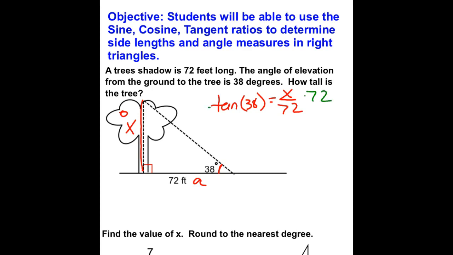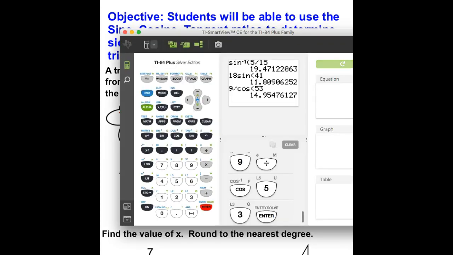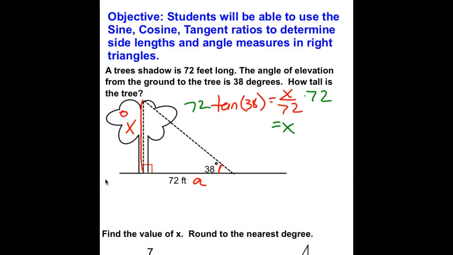I'd multiply both sides by that 72, and I would get x equals, I can go type it in, 72 tangent of 38, enter, and I get that the tree is 56.25 feet. It doesn't tell me what to round to, so I'm just going to put 56.3. Now this was a word problem. You're talking about the height of the tree, so you should talk about how tall it is. In regards to a unit, it's feet. So you would say 56.3 feet.